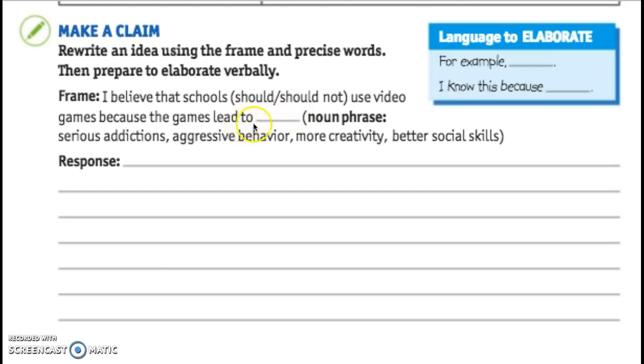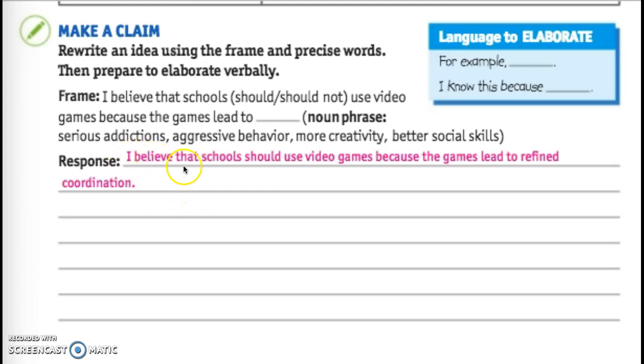I don't want you to delete to or change it to a different word. I want you to leave to. All right. So, for example, here is an option that the book uses. I believe that schools should use video games because the games lead to refined coordination. An incorrect way would be refining coordination, lead to refining coordination. That would be incorrect. So refined, serious, aggressive, more, better are all good words to follow the word to.